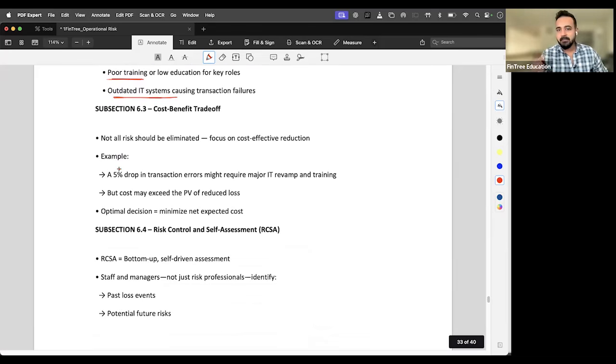But does it mean you should immediately do it? No, you should always do a cost benefit analysis. For example, if you change your IT systems, cost would be $500 million, but otherwise you are having losses of only $1 million. So cost benefit doesn't work. It's okay to then take those losses as long as losses will not be too large. Are you getting it? So always a cost benefit analysis.